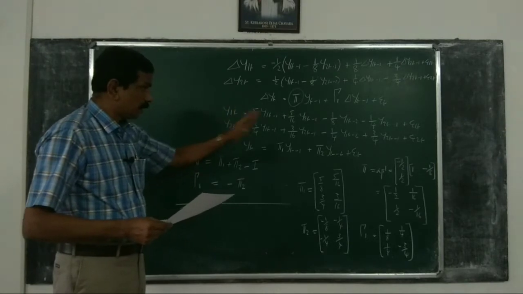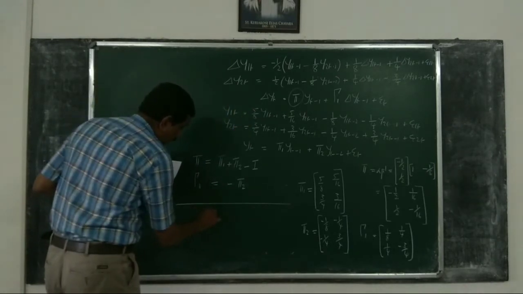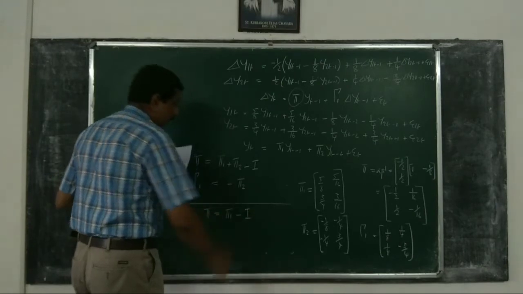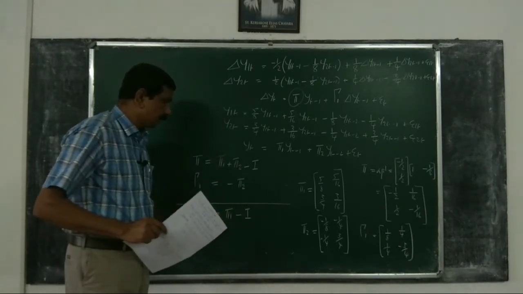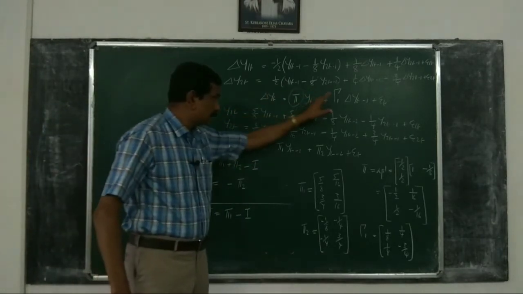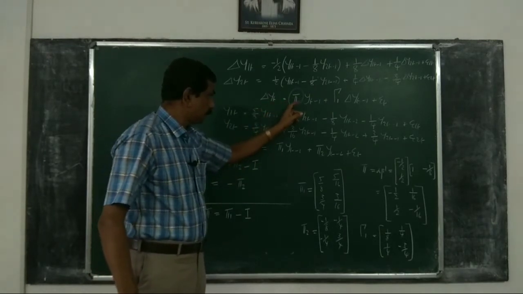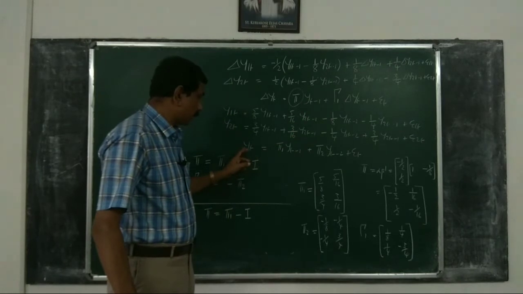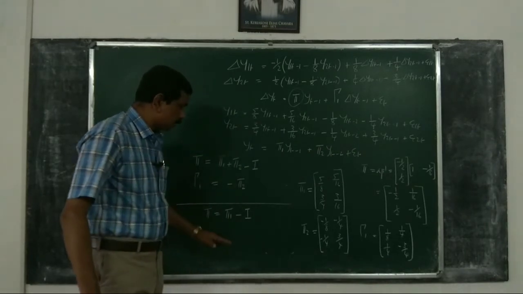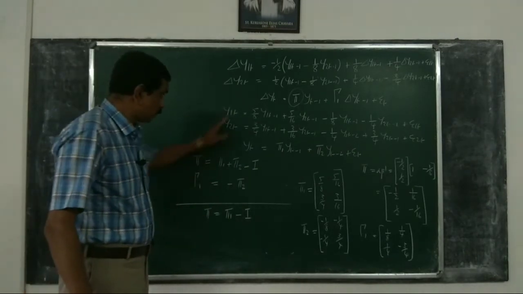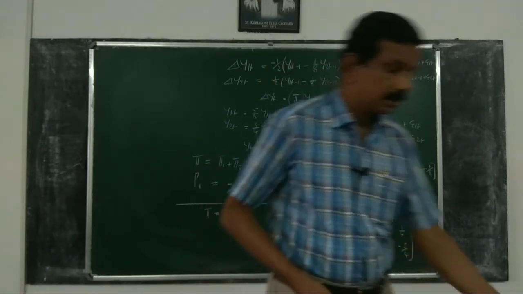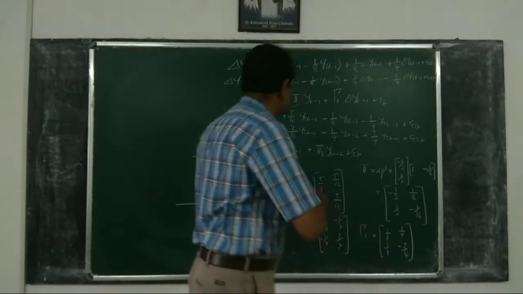If there was only one lag, then pi was equal to pi 1 minus I. As there was no pi 2 in the first order case, delta yt was pi yt-1 plus epsilon t, and the corresponding VAR was yt is equal to pi 1 yt-1 plus epsilon t. So this is the relationship between the parameters of VAR and that of VECM. Now we generalize this. Now we consider a pth order VAR.